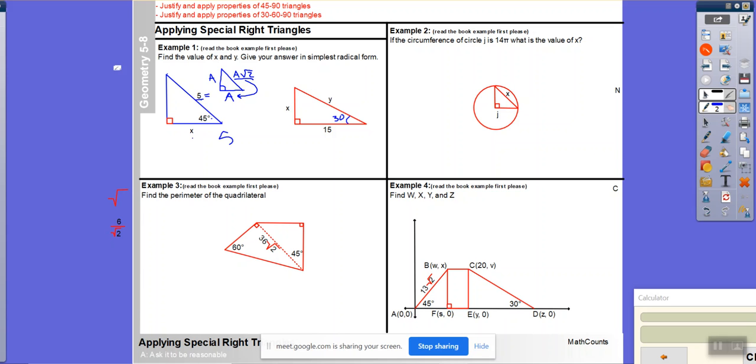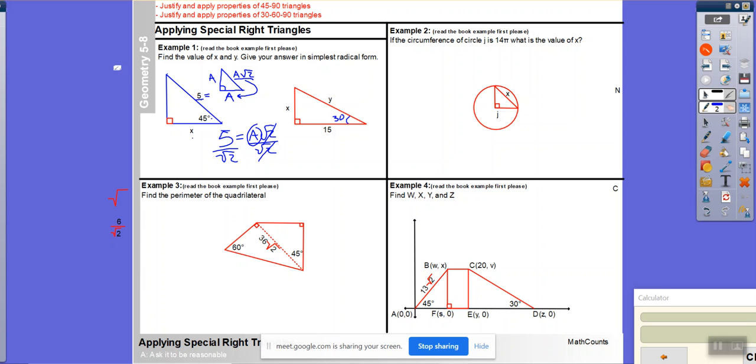Right, so 5 equals a times the square root of 2. So what will I do? Divide by the square root of 2. So we will have 5 divided by the square root of 2, and that's going to equal a. But we are not allowed to have the square root of 2 in the denominator.